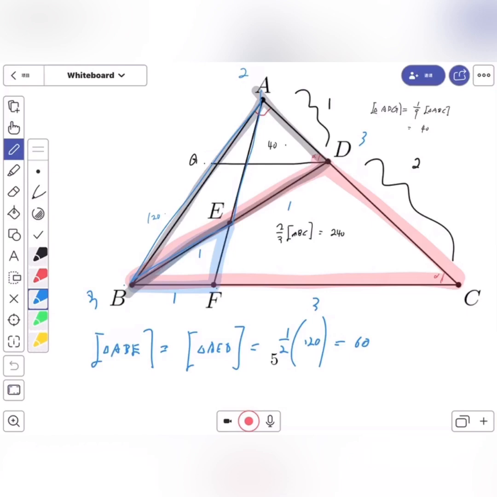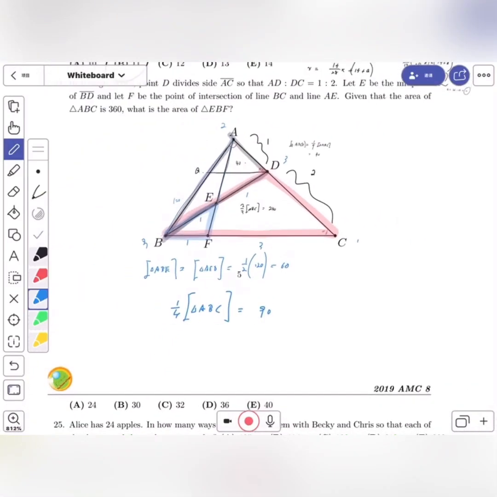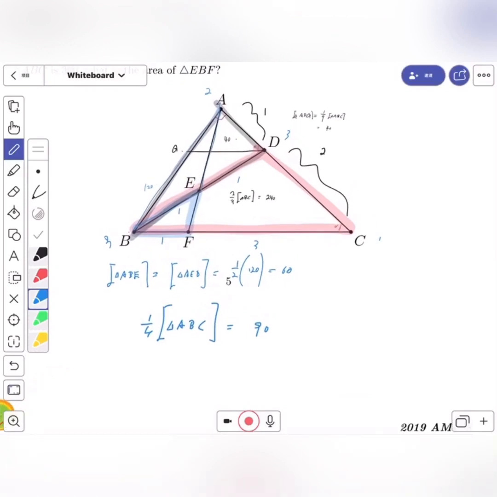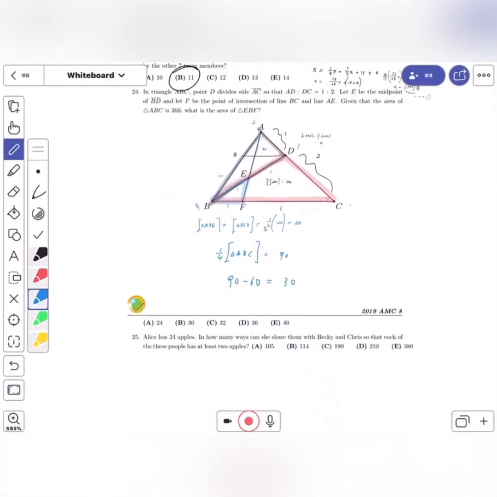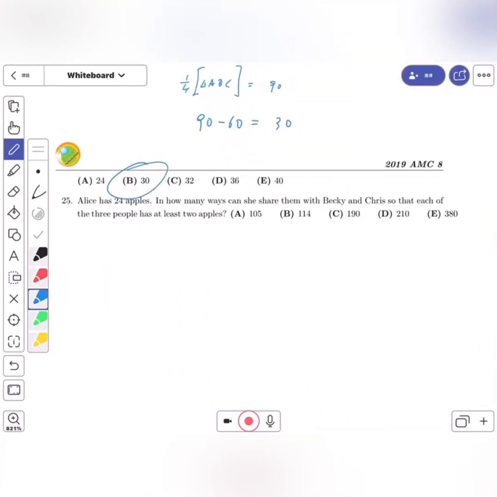So this basically means that this triangle has an area of 1/4 times the total area, which is equal to 90, and we subtract that by the area of triangle ABE. So 90 minus 60 is equal to 30. Aha, very nice. We still have to use mass point at the end, but we got the correct answer, so it's going to be fine. So number 25.